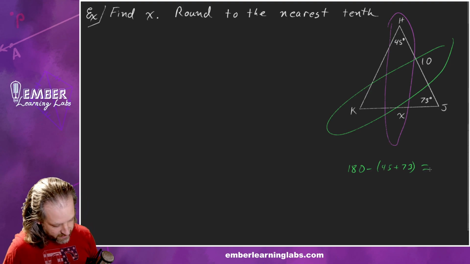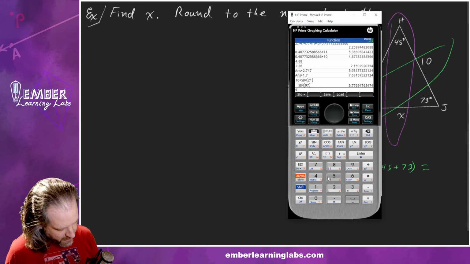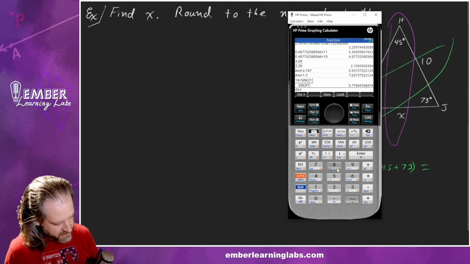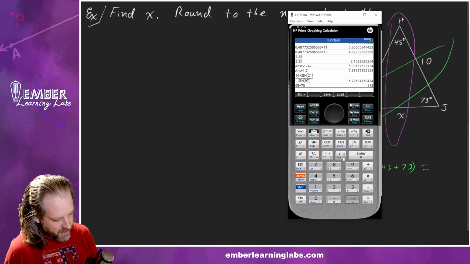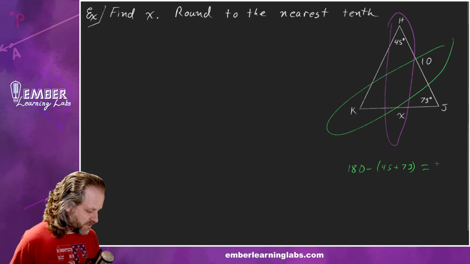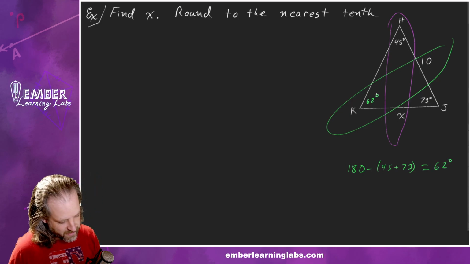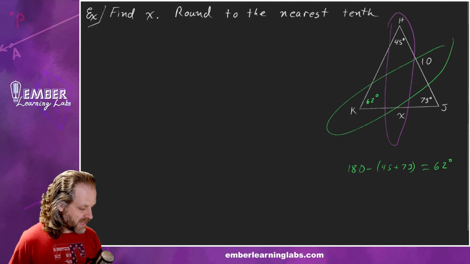So that is, let's see, 45 plus 73 equals that, minus 180. This is going to give me the negative version of the same thing, because I did it backwards in the calculator. So it's 62 degrees. 62 degrees right here. Now that we've got that, we can set up our law of sines.